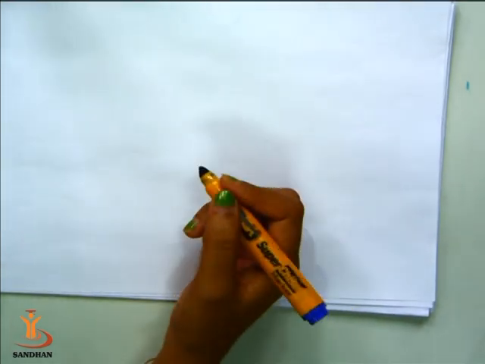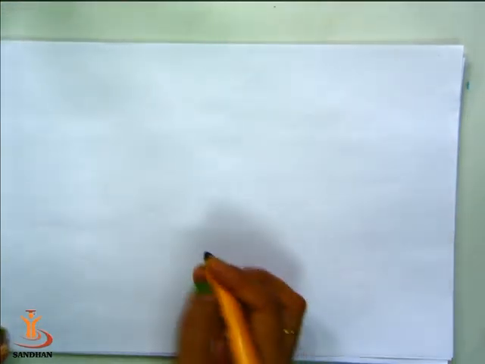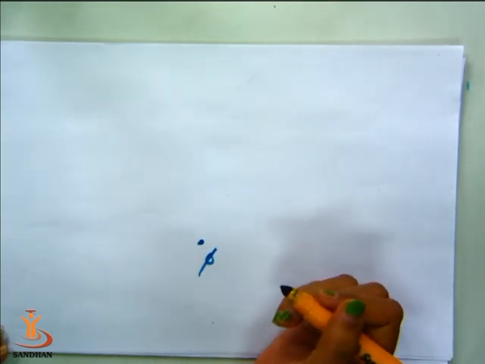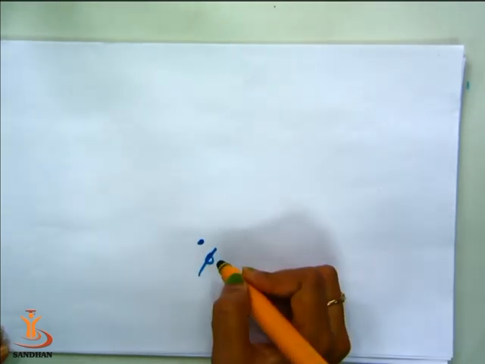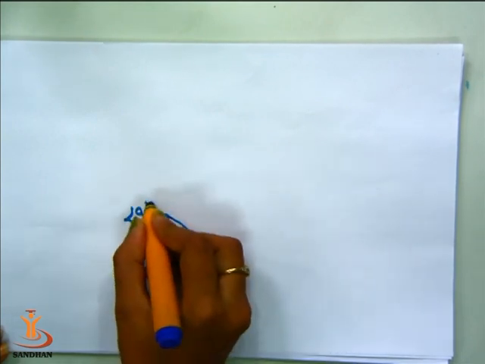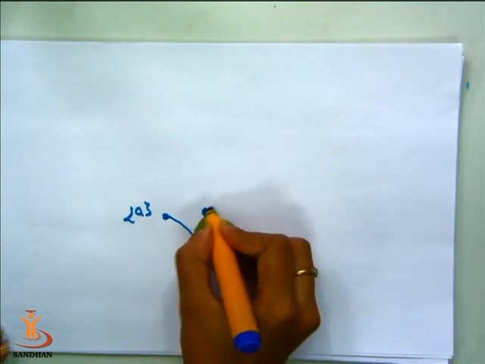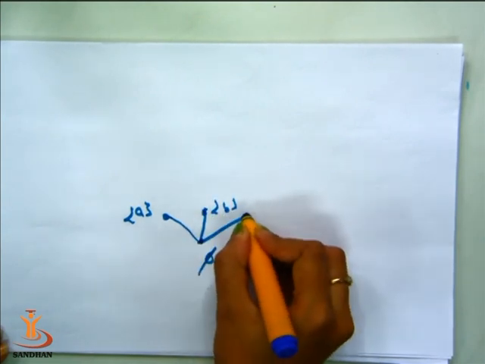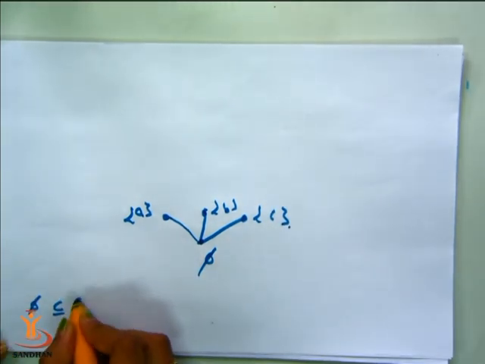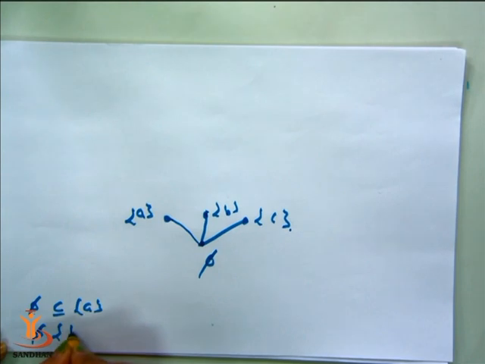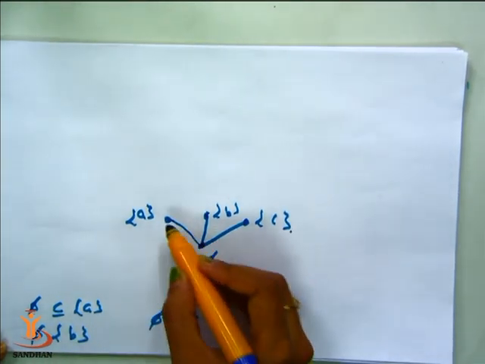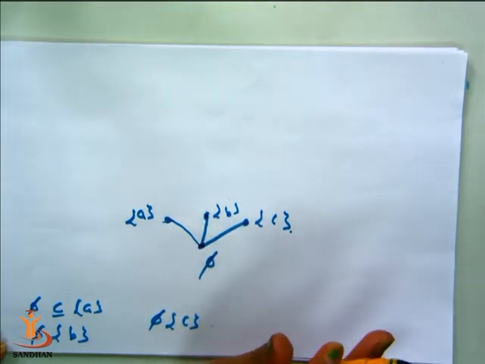So to draw the Hasse diagram, first of all, the least element is phi here. We first of all put phi, then phi is joined by singleton sets A, B and C, because phi is contained in A, phi is contained in B and phi is contained in C. So phi can be joined by A, B and C here.